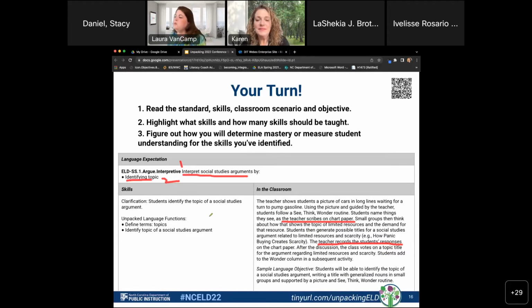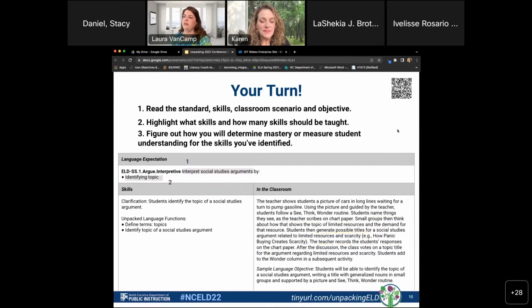There's a question in the chat here. So students will have to be able to define or understand what an argument is, as well as what a topic is. Thank you for bringing that out. Yes, if you look at that unpacked language function, they have to be able to identify the topic of a social studies argument, and they define what a topic is. Yes, absolutely. Thank you. All right, Diana's saying by naming things they see, generating titles for a social studies argument, and in the discussion. Well done. All right, perfect. Thank you. And I know Stacy's annotating is definitely helping us to see those. And so the teacher is recording those responses. Absolutely. So there's a lot of things going on here. And this classroom scenario fits with this beautifully. Thank you.